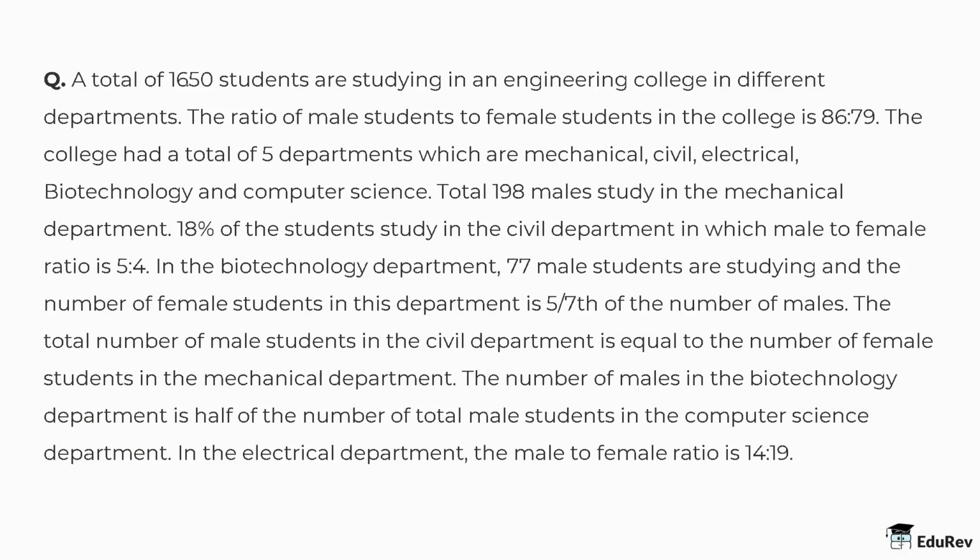So this question states that a total of 1650 students are studying in an engineering college in different departments. So the total number of students is 1650, studying in an engineering college. Now the ratio of male students to female students in the college is 86 is to 79. So this is the ratio of your male students to female students.